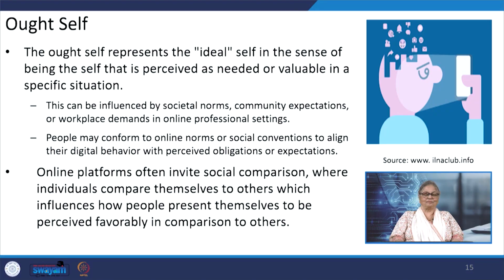In comparison, the ought self is the self that aligns with social norms, expectations, and responsibilities. The ought self represents the ideal self in the sense of being the self that is perceived as needed or valuable in a specific situation. This can be influenced often by societal norms, the expectations of the community, or workplace demands in online professional settings. People may conform to online norms or social conventions to align their digital behavior with perceived obligations or expectations.